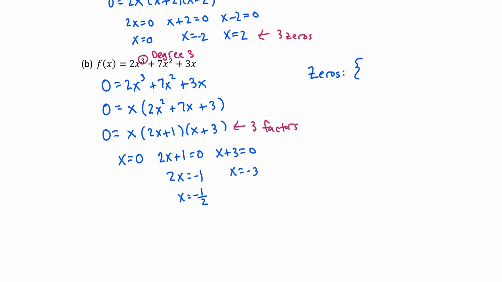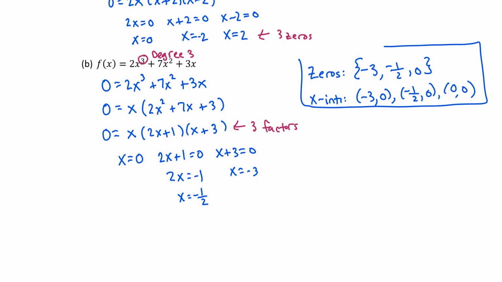has 3 zeros. I'm going to put them in order least to greatest because that helps me when I graph. But remember, you can put these in any order. Negative 3, negative 1/2, and 0. I like them ordered from left to right. Now, those 3 zeros correspond to 3 x-intercepts. Each 0 gets paired with a y value of 0 to make it an official location in the coordinate plane.